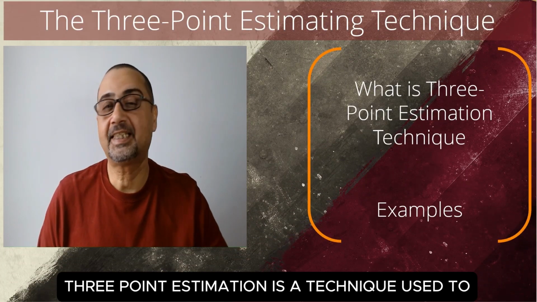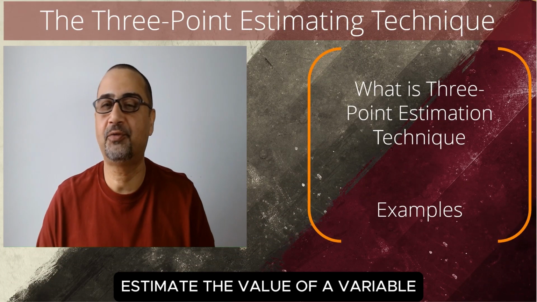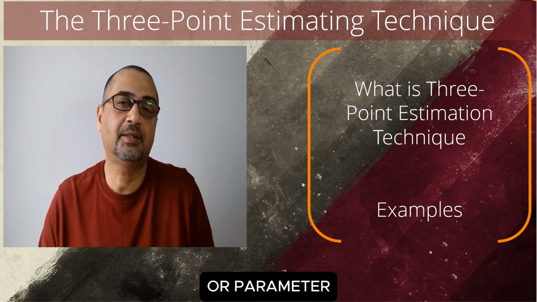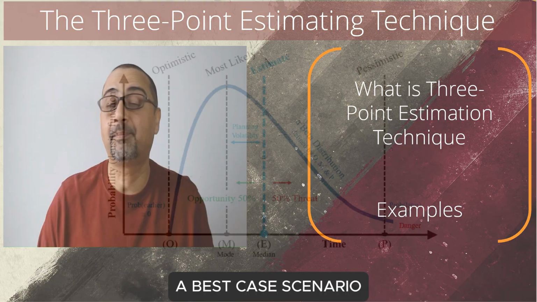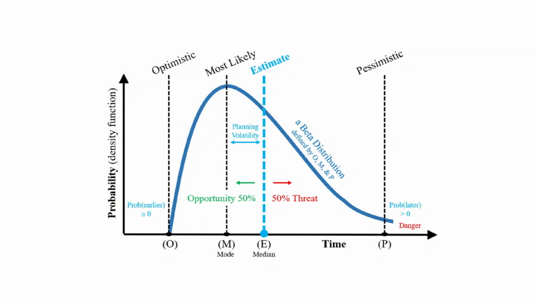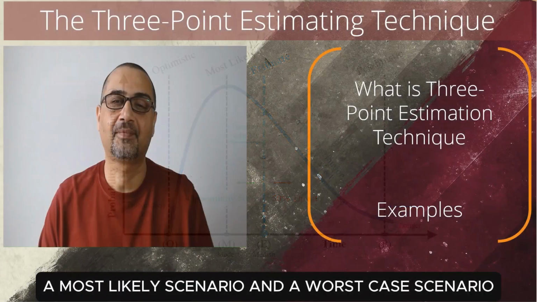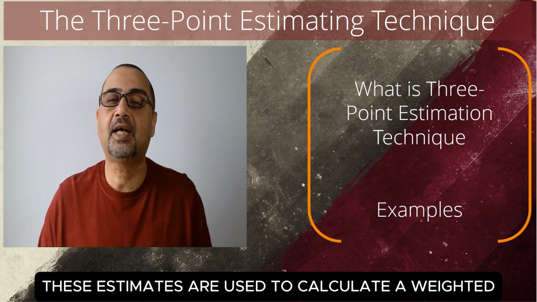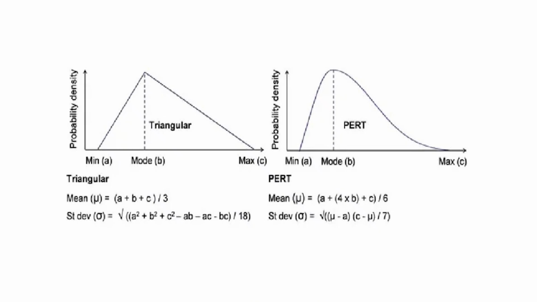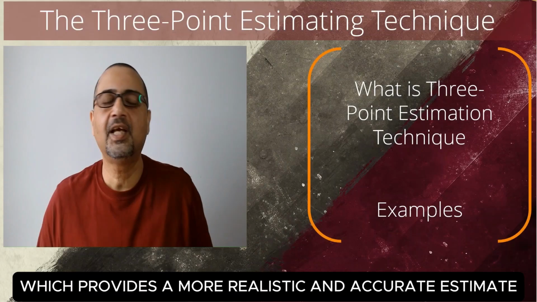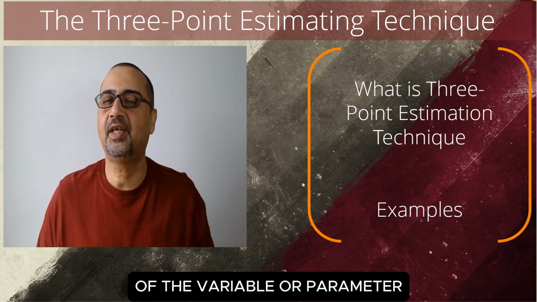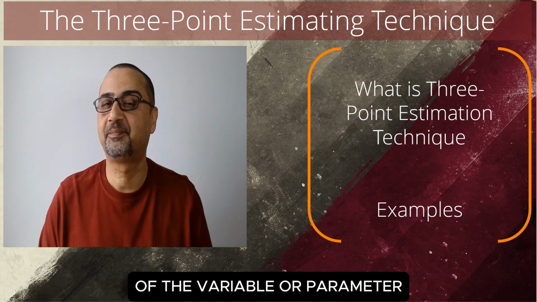Three-point estimation is a technique used to estimate the value of a variable or parameter based on three different estimates: a best case scenario, a most likely scenario, and a worst case scenario. These estimates are used to calculate a weighted average known as a triangular distribution, which provides a more realistic and accurate estimate of the variable or parameter.